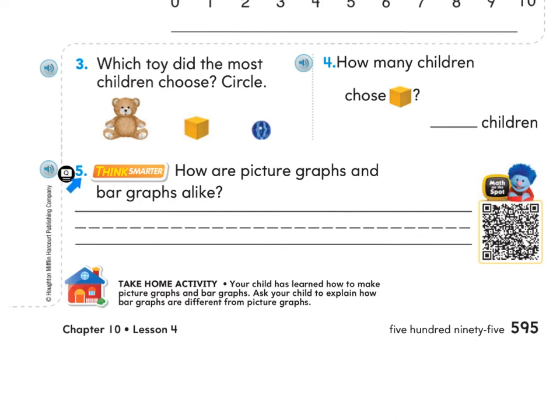Then number 5, use that thinking brain of yours. It says, how are picture graphs and bar graphs alike? Okay, what's a way that you think that they are similar? Go ahead and write it on this writing line, a nice sentence there. If you want some ideas, you could definitely use a device to read this QR code and watch the Math on the Spot video that goes with this question.